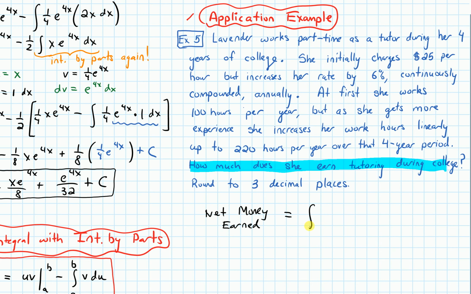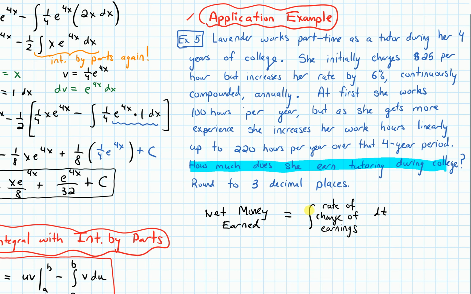that we can evaluate using an integral of the rate of change of whatever that quantity is. In this case, it's the rate of change of her earnings. So the rate at which she's earning money during these 4 years is changing because of two things. She's charging more over time, and she's working more hours over time. Okay, and then I have to put a dt here.